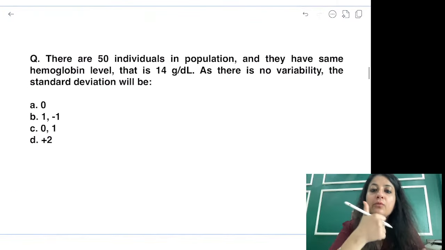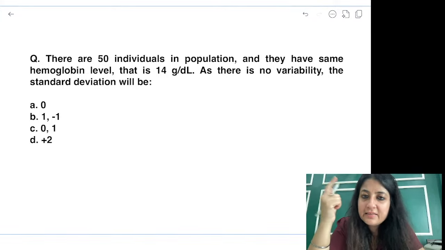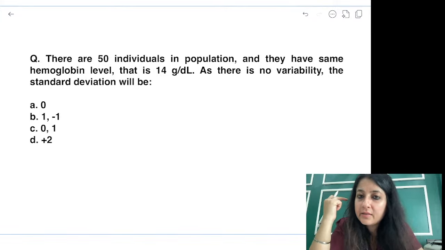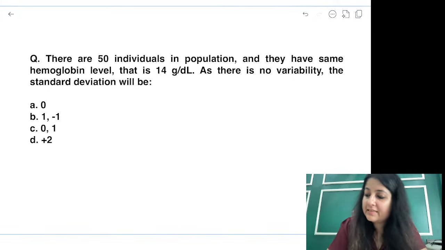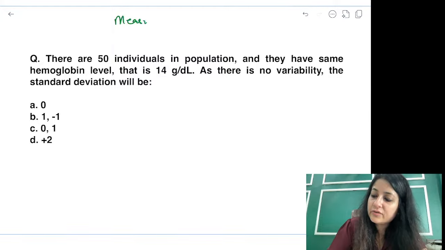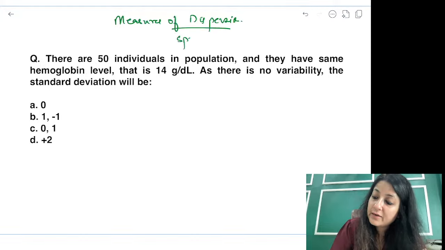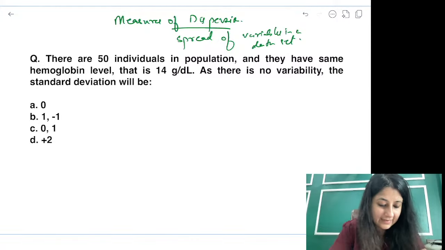Now we are done with types of variables and scales of measurement. We are done with the measures of central tendency. Now we are on measures of dispersion. What is measures of dispersion? What is dispersion? Dispersion is the spread of variables in a data set. That is what dispersion is. What is the answer to this?